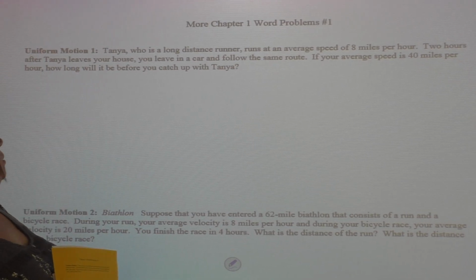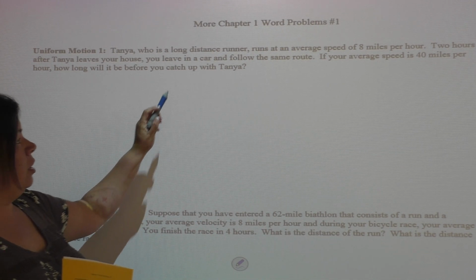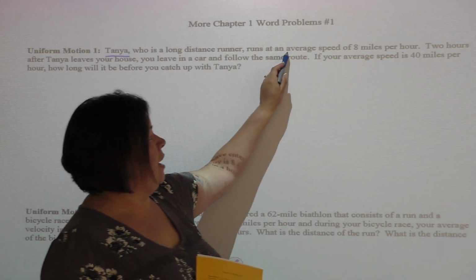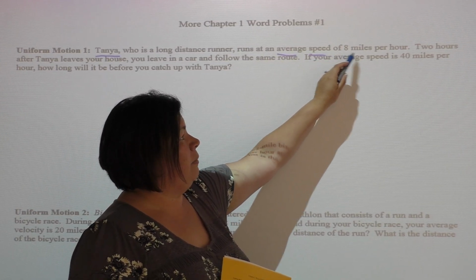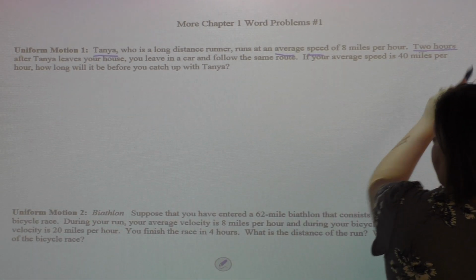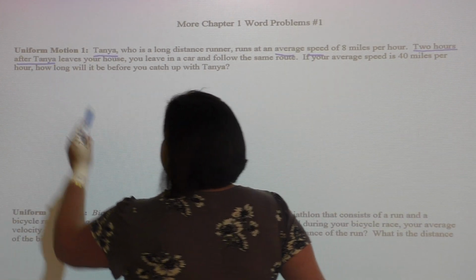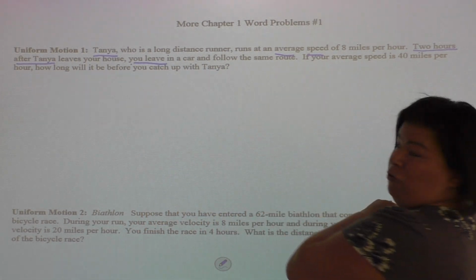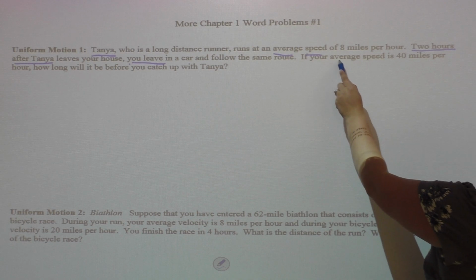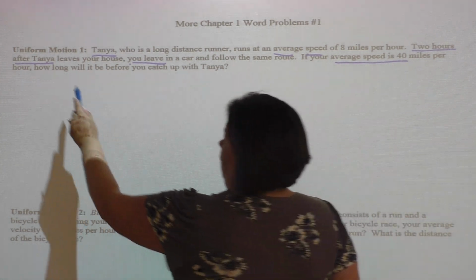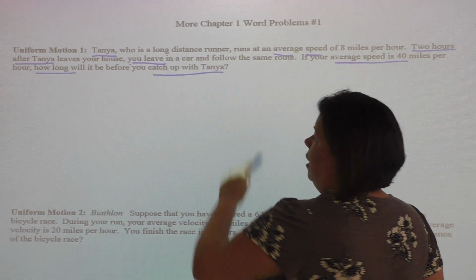So here in our scenario, we have Tanya, who's a long distance runner. So Tanya's involved, and she runs at an average speed of 8 miles per hour. 2 hours after Tanya leaves your house, you leave in a car and follow the same route. If your average speed is 40 miles per hour, how long will it be before you catch up with Tanya?